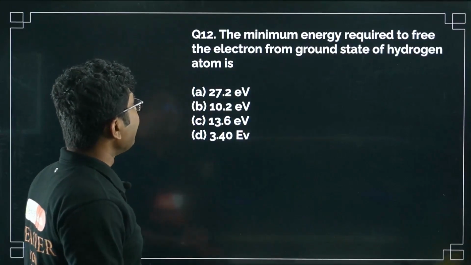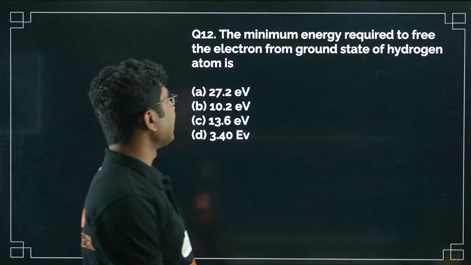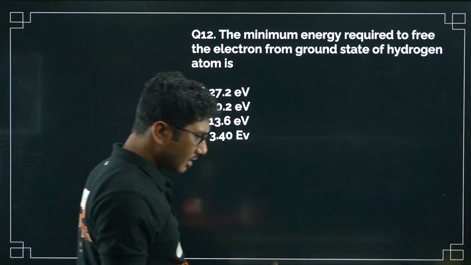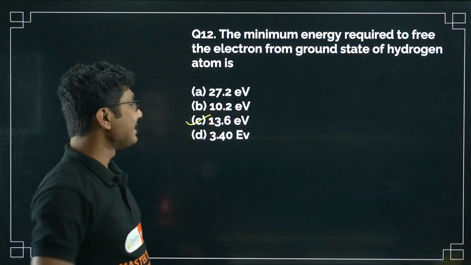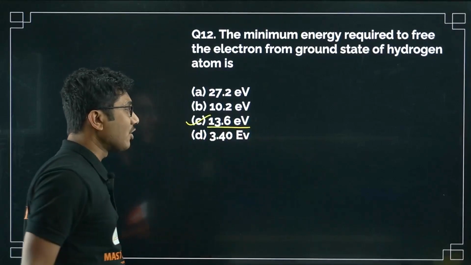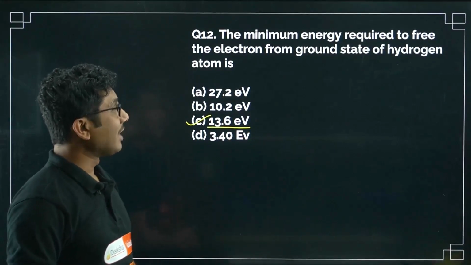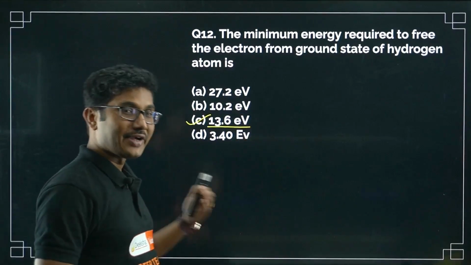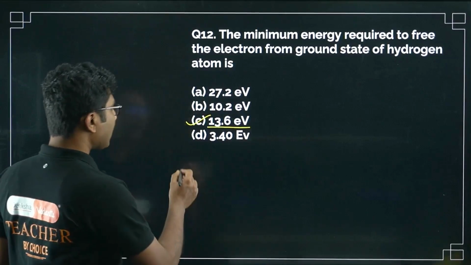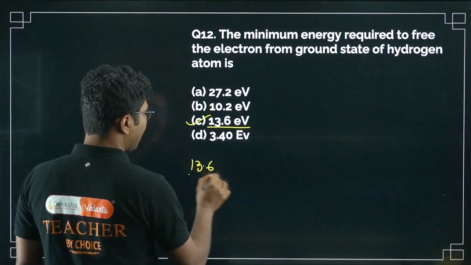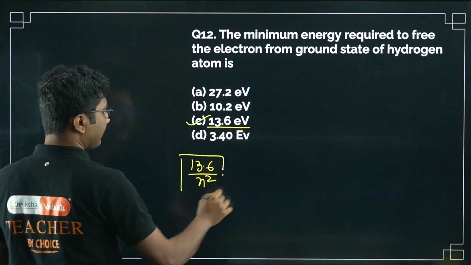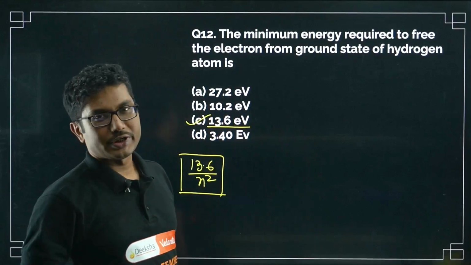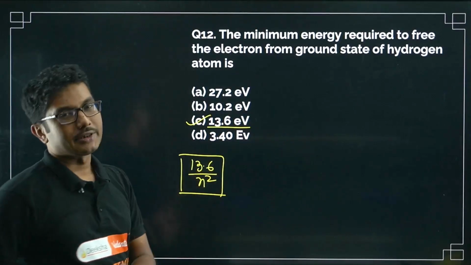Next question: the minimum energy required to free the electron from the ground state of a hydrogen atom. This question was also discussed in my Brahmastra series, in my CET series, and the answer is 13.6 eV. The value is very common. So the minimum energy required for an electron in the ground state is 13.6 eV. For any other state it is 13.6 divided by n squared. Okay, you have to remember that 13.6 divided by n squared is for any other state. That is the negative energy of that state, so you have to provide that positive energy to make it free. Now from the ground state, this is 13.6 eV.